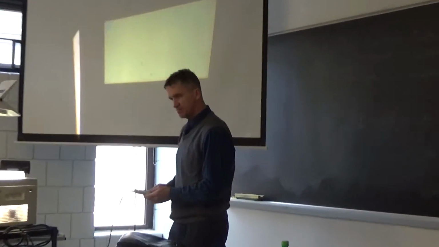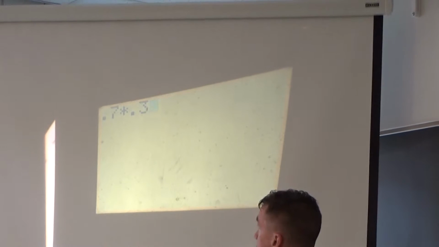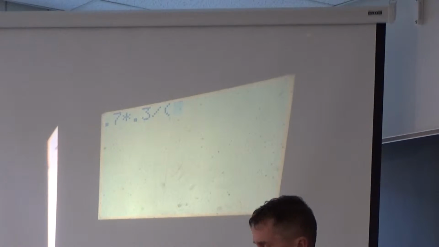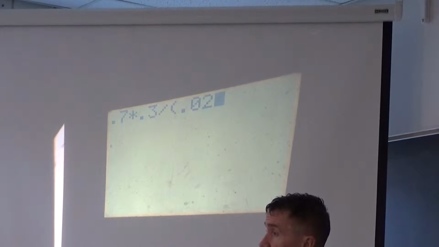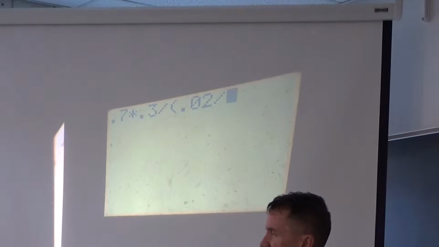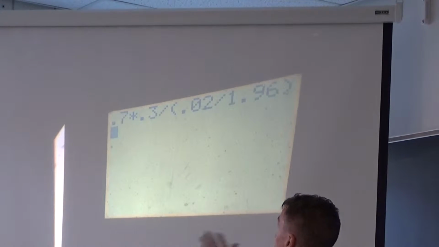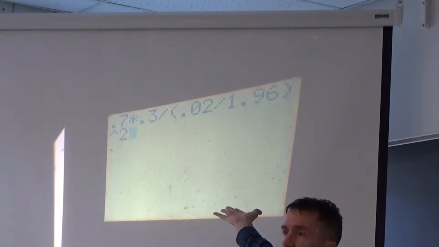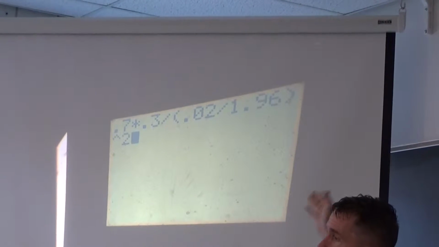I go in here, I hit this blank screen. Okay, blank screen. P hat times Q hat, division symbol, parentheses, margin of error, over, what was the Z? 1.96, close parentheses, and then I want to what? Square. See that? I mean, it's not hard to type. I barely had to hit any parentheses. I only had to put the parentheses around the 0.02 divided by 1.96.